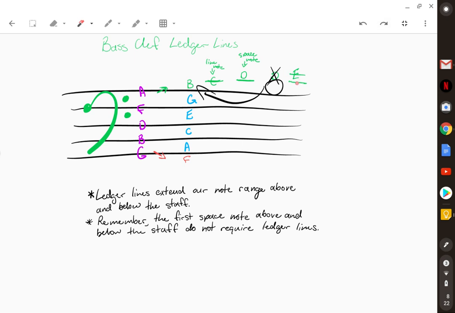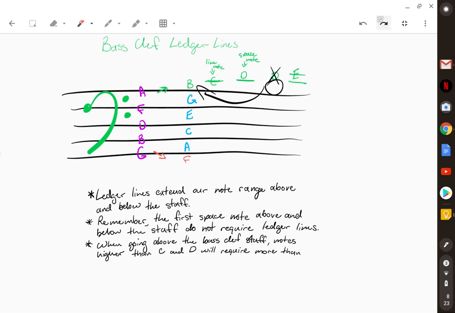And this one has to have two ledger lines. You have to remember that when we're going above the staff, once we get past C and D and we keep going up, they're going to need more ledger lines so we don't get them confused with the other notes. Because if I didn't have that ledger line underneath it, it would actually just look like C, and that's how I would read it. So we have to make sure we have the correct number of ledger lines.